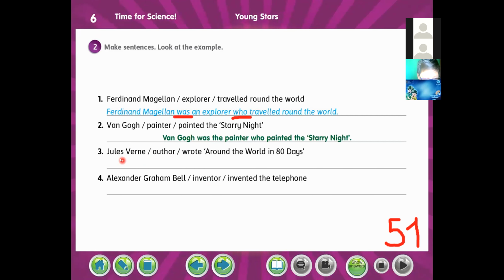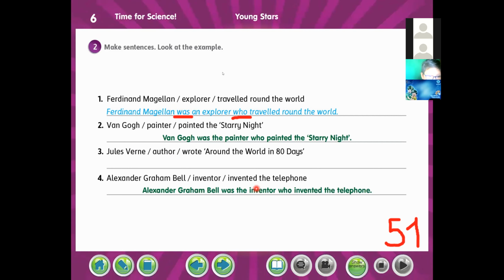Alexander Graham Bell was an inventor who invented the telephone. Thank you. Yes, that is the position, okay? Was, and then is who. Thank you, Alessio. Other student, please. Rafaela, can you help me with number three about Jules Verne? Jules Verne was author wrote Around the World in 18 days.